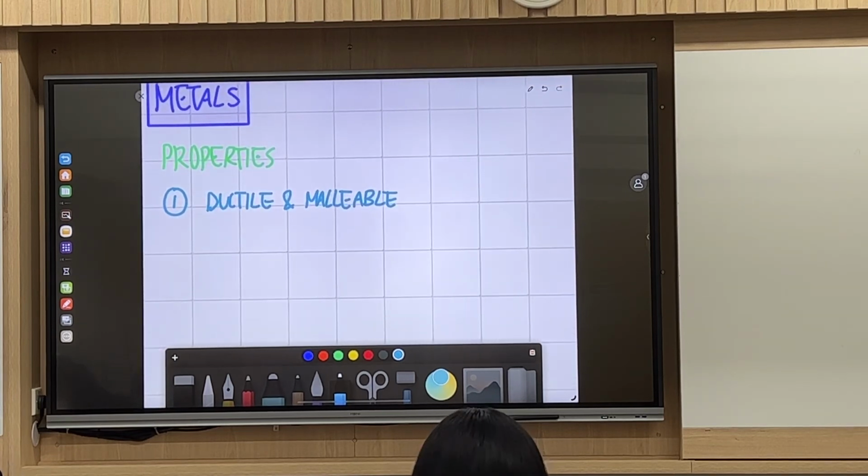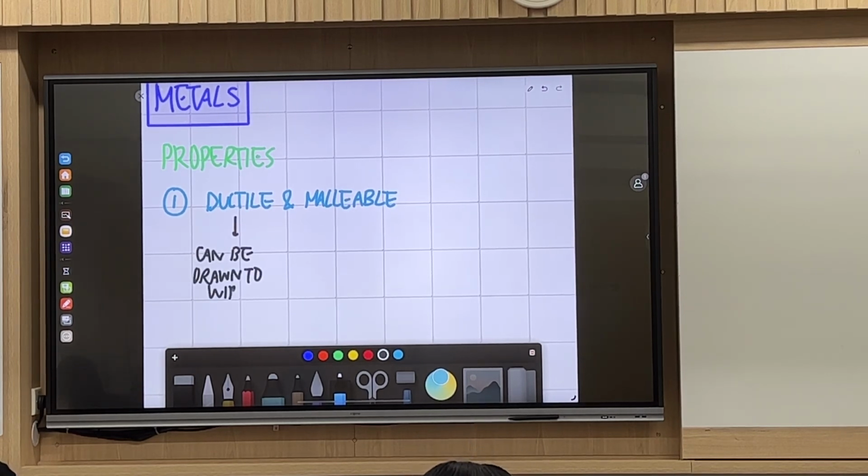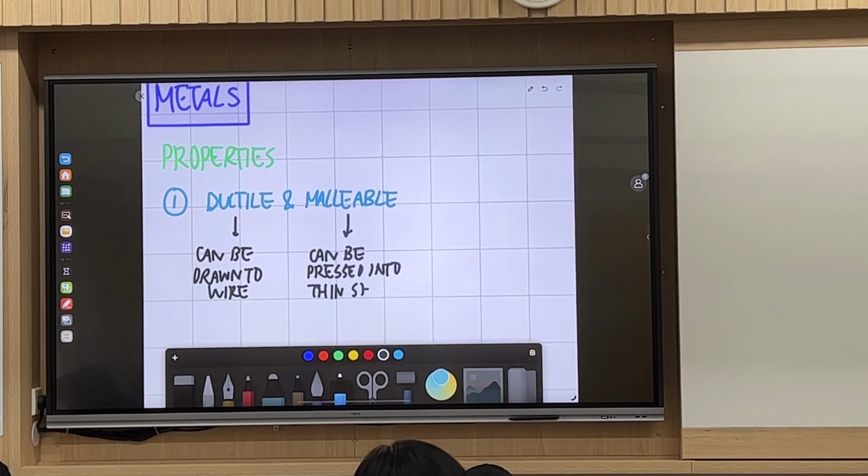Remember, ductile means they can be drawn into wires. So can be drawn into wires. And malleable means can be pressed or hammered into thin sheets. So pressed into thin sheets. Okay, so that's the first property.